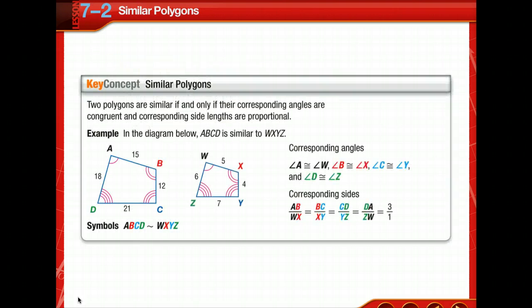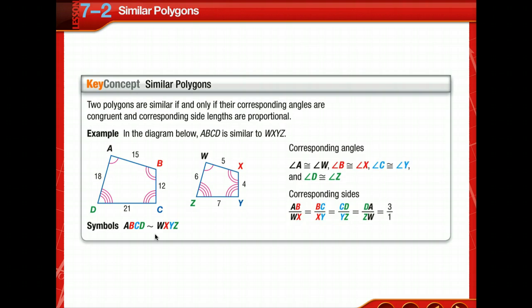Similar polygons have the same shape, but not necessarily the same size. So here's a key concept about similar polygons. Notice they have the same shape, but their sizes are different. AB is 15, where WX is 5, so they're not congruent anymore. This is the sign showing they're similar. We still have to make sure we've got them written in the right order. One arc, one arc. So A corresponds to W, okay?